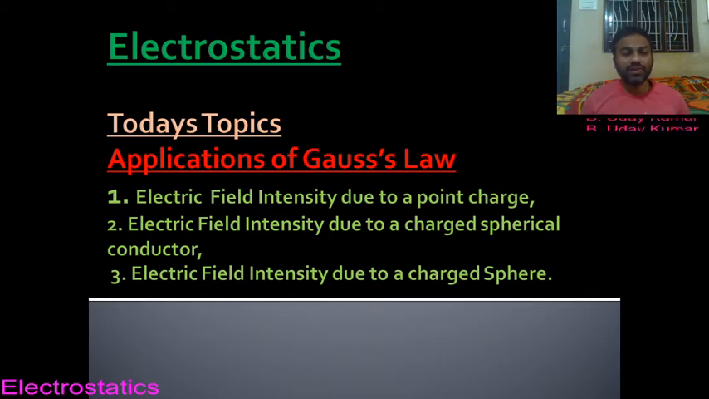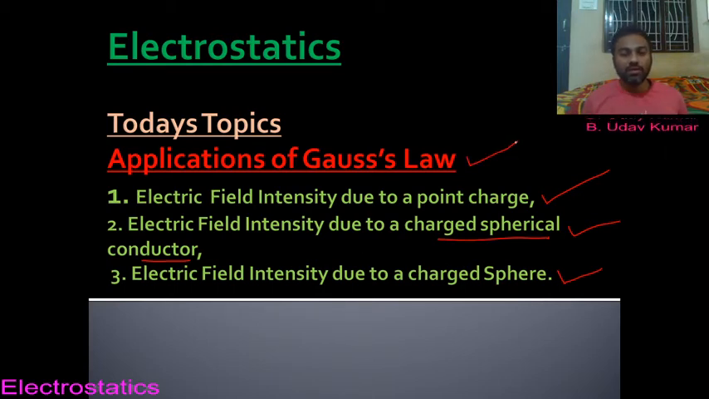So in our last video lesson, in the chapter of electrostatics, we tried to understand what is Gauss theorem and we tried to prove it. And in today's video, we try to find the electric field intensity due to a point charge, and we also try to find the electric field intensity due to a charged spherical conductor, and we also try to find the electric field intensity due to a charged sphere by using Gauss law.